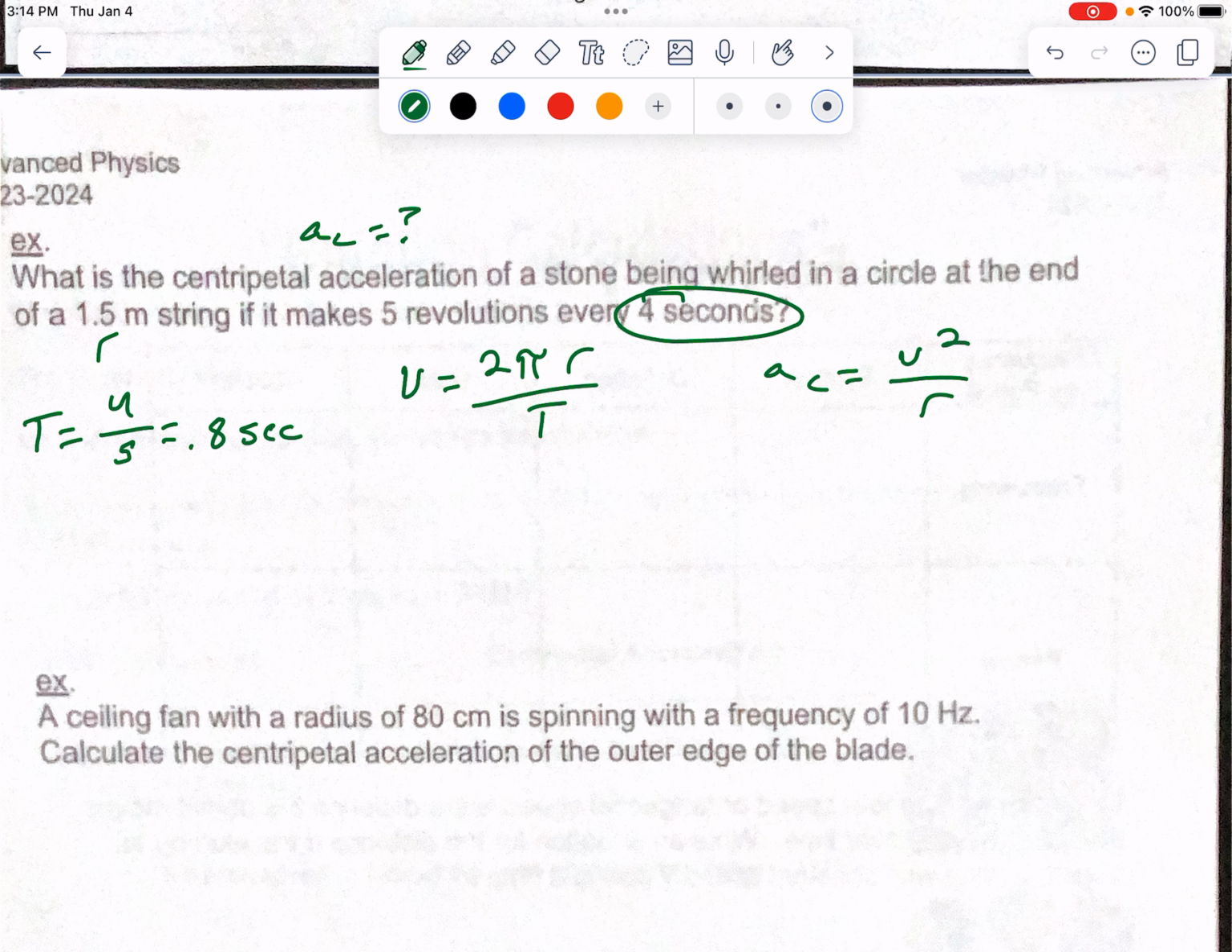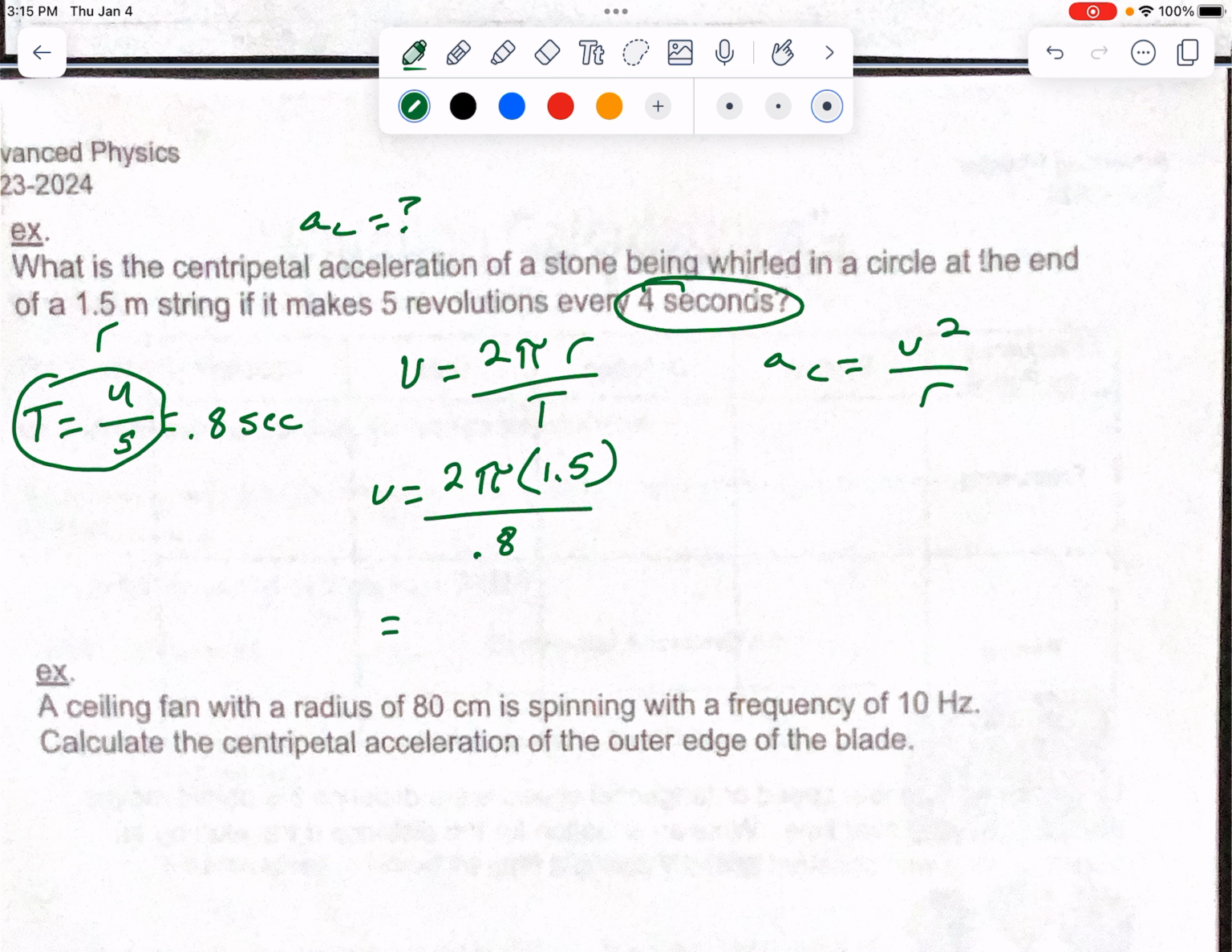Okay, now that is a time, but that's just general time. Uppercase T, that period T, is the time it takes for one revolution. So please make sure you don't use that 4 seconds in your actual velocity equation. You're going to use that 4 seconds here to convert it to your period. So it actually takes 0.8 seconds to go around. So velocity equals 2 pi times my radius, which is 1.5, over T, which is 0.8. Multiply the top, divide by the bottom, and you get 11.78 meters per second.